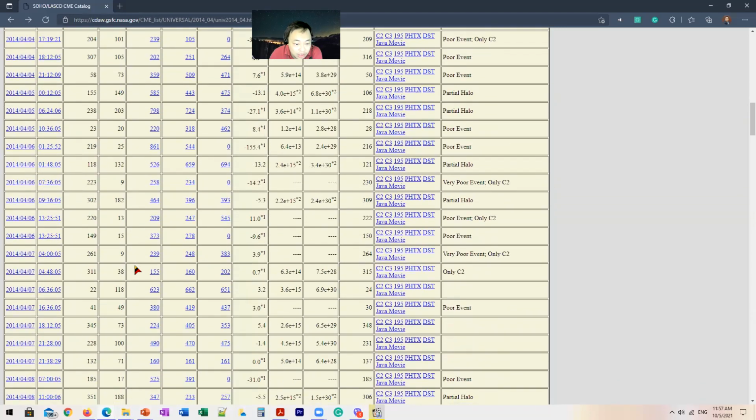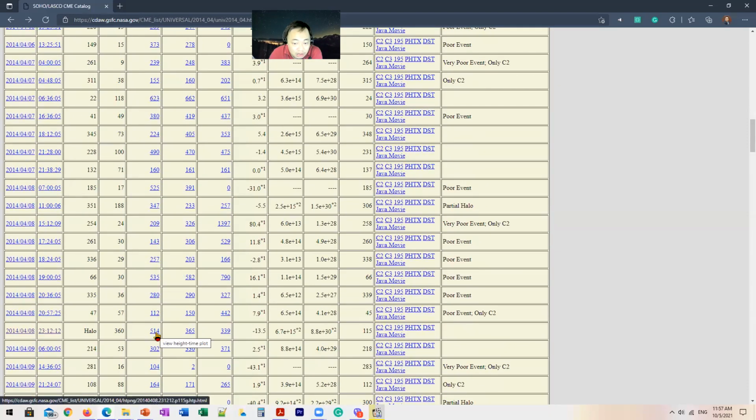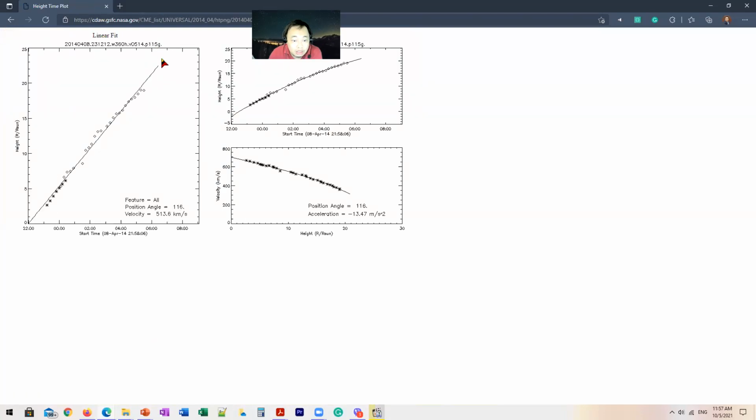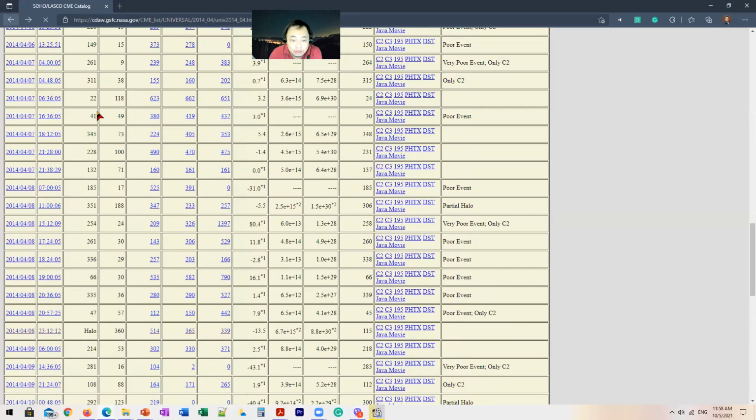So let's go to that halo CME again. So the linear speed is about 513 kilometers per second. So it's actually slowing down. I'm going to look at the graph. So it's slowing down. The velocity decreases over time based on the data. Okay, so that's how you can calculate this one.